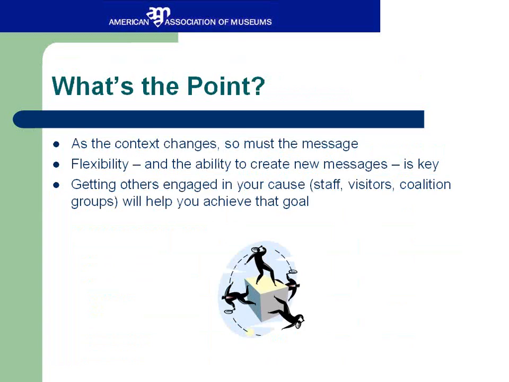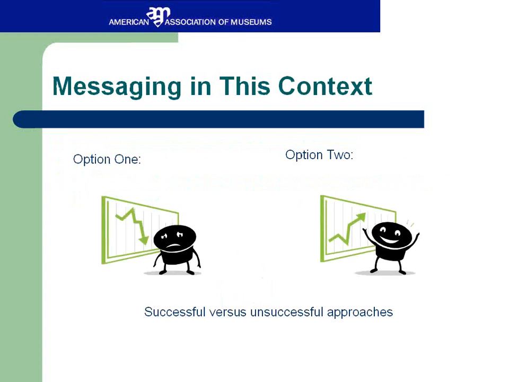To me, the point is that as the context changes, so must your message. You need to be very flexible and have the ability to create new messages as you talk about museum issues. Getting others engaged in your efforts, your staff, your visitors, coalition groups, will really help you achieve that goal. Whatever the legislative focus is, whether at the congressional level, the state level, or even your very local level, that is the bulk of the citizen communications into that office. Not only are there a lot of bills introduced on health care, to use that as an example, the offices are dealing almost exclusively with that issue.